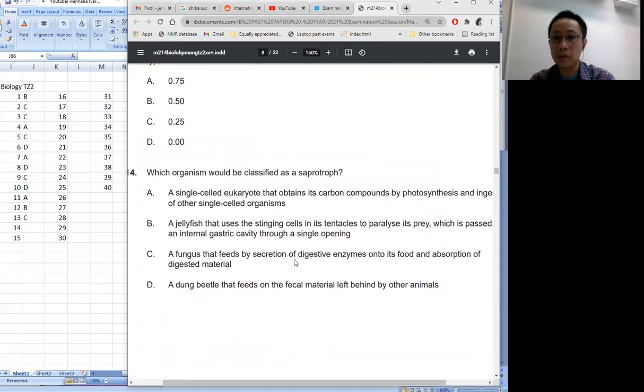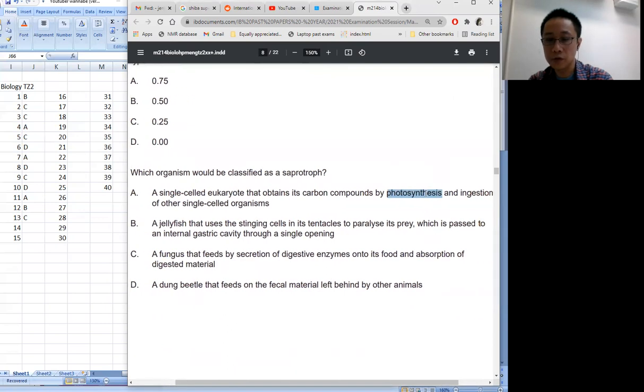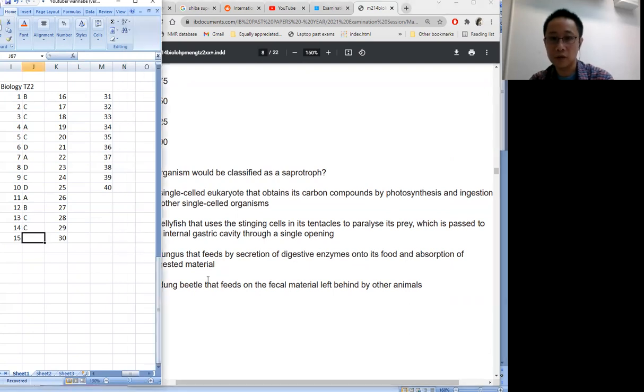Question 14, which organism would be classified as a saprotroph? And saprotroph is just a fancy term for decomposers. And the typical decomposers are fungi and bacteria. So C looks promising, but let me read the rest. Single-cell eukaryotes are rarely decomposers. Yeah, photosynthesis, that's an autotroph and a producer. Ingestion, no, definitely not. That's a heterotroph. C is correct. Feeds by secretion of digestive enzymes onto its food and absorption of the digested material. Yes, that's exactly what a decomposer does.